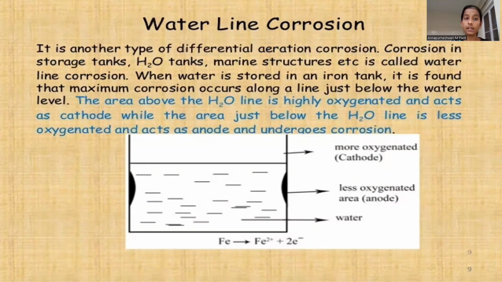Waterline corrosion is another type of differential corrosion. Corrosion in a storage tank, H2O tank, marine structure, etc. is called waterline corrosion. When water is stored in an iron tank, it is found that the maximum corrosion occurs along a line just below the water level. The area above the water line is highly oxygenated and acts as a cathode, while the area just below the water line is less oxygenated and acts as an anode and undergoes corrosion.